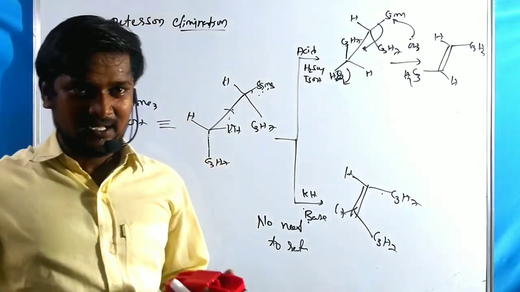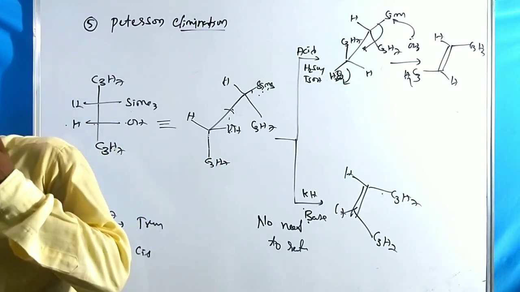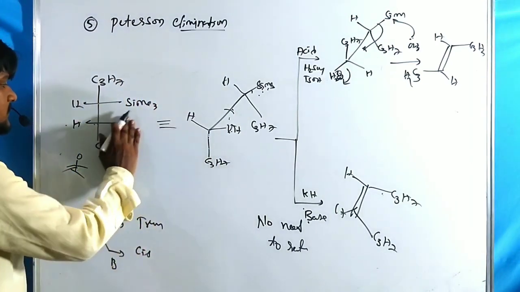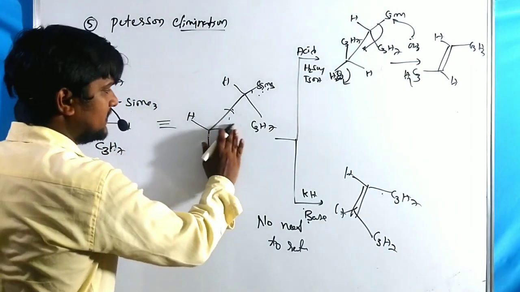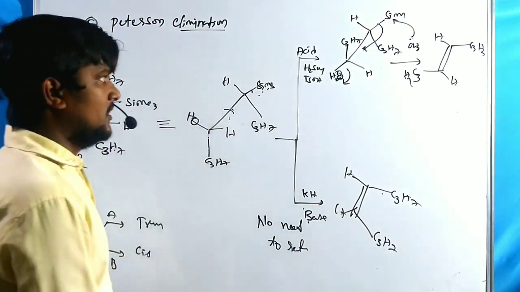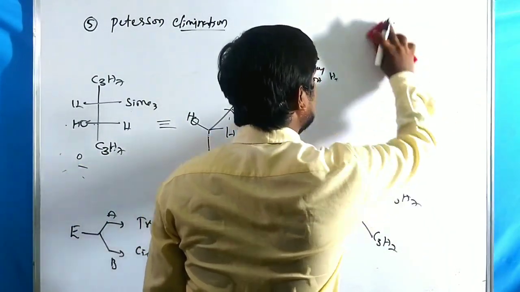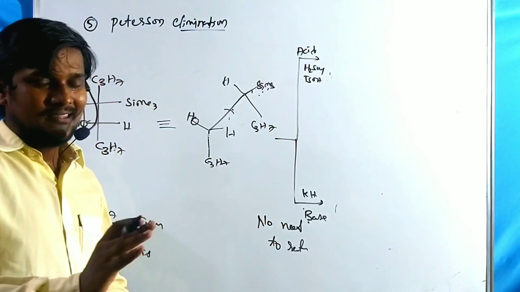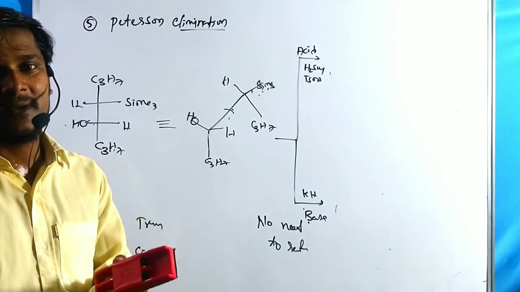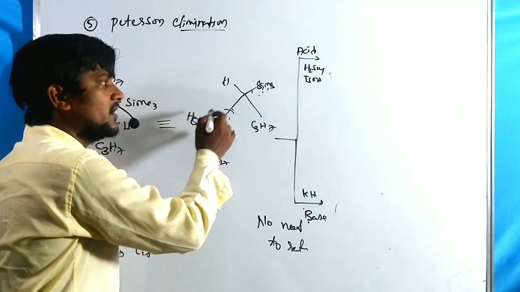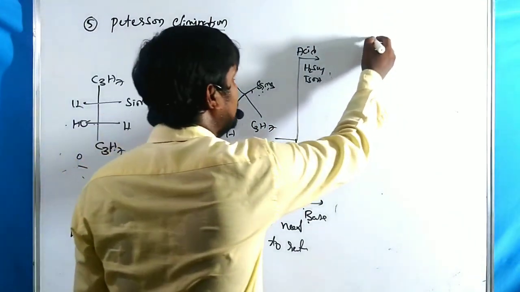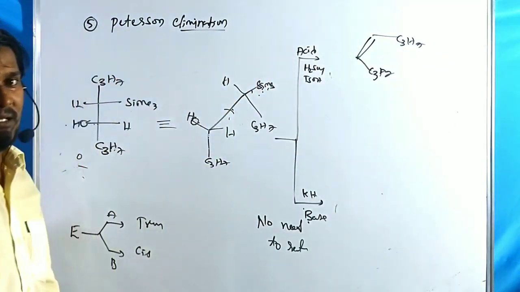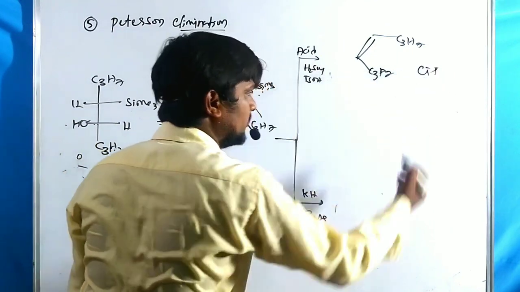Now, what will happen in the case of the threo isomer? Let us change the two groups, so H and OH. The orientation of the substituents is like this. Now I will write both acidic and basic conditions. Acidic medium means the orientation of the leaving groups is opposite, anti-periplanar, a 180 degree rotation. Here these two groups are already oriented like that, so it is easily eliminated. Now we will get C3H7 on the same side, so we get the cis product.